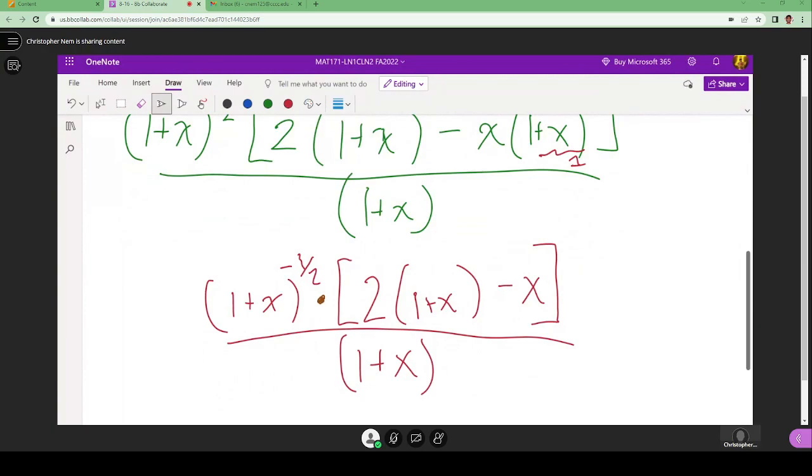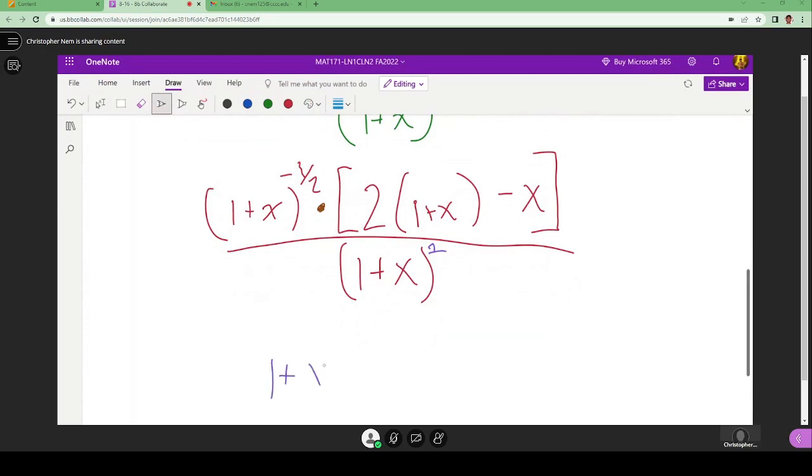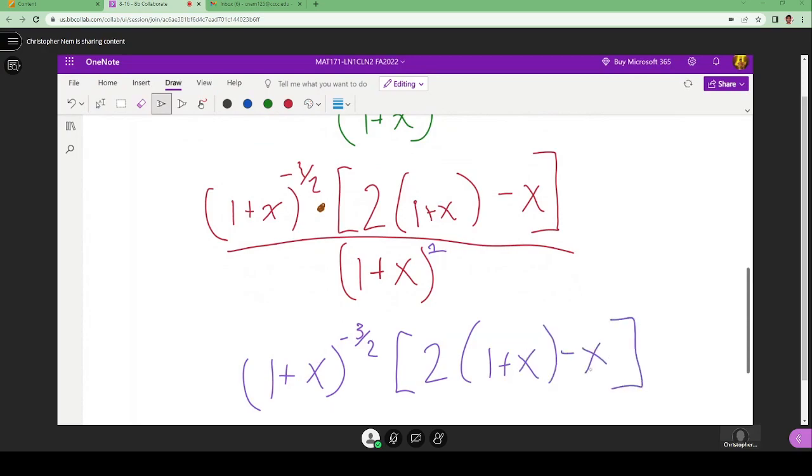And if there's only one single term, you can cancel things out. But the problem is, this doesn't have the same exponent, so we can't cancel out cleanly. It's the same example as x to the 6 over x to the 6. They will cancel out. However, x to the 6 over x to the 5th does not cancel out cleanly. Instead, we have to subtract the exponents. So if we subtract our exponents, this is technically an exponent of 1. And then we're going to have 1 plus x raised to the negative 3 halves. Negative 1 half minus 1 is negative 3 halves. All times 2 times 1 plus x minus x. And we got rid of our denominator. This gets deleted.